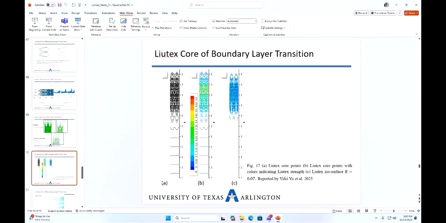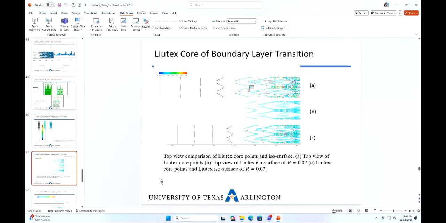And then we give more core line examples. This was done by Dr. Yu, I think. Yeah, he did also core line. And the red one means strong, very strong. Maybe in the legs, the vortex of the legs is very strong.